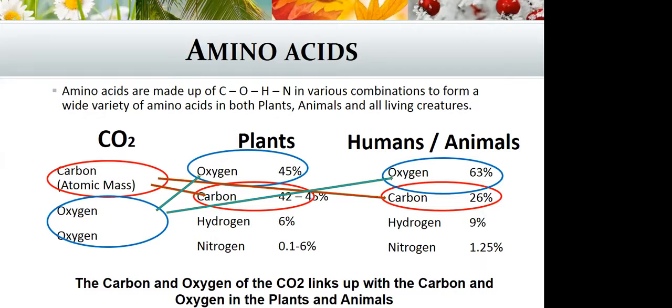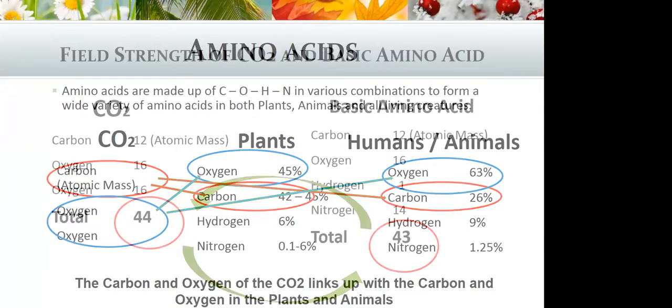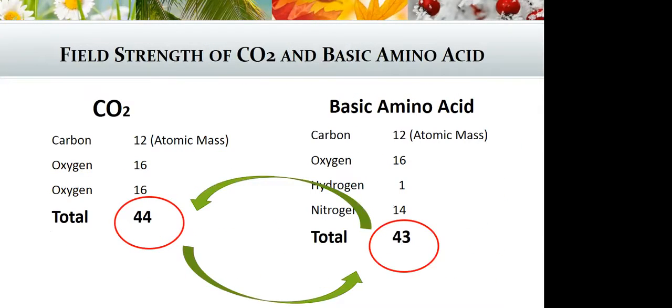So when you look at it, we've got CO2, which has carbon and oxygen, and when you have a look at the COHN in the plants, it's also carbon, oxygen, hydrogen, nitrogen, and for the animals as well. So there is your link, because the carbon in the CO2 is going to link up with the carbon in your plants and in the humans and animals, and the same with the oxygen. So that gives you your link as to why the CO2 is going to work on the plants and the body.